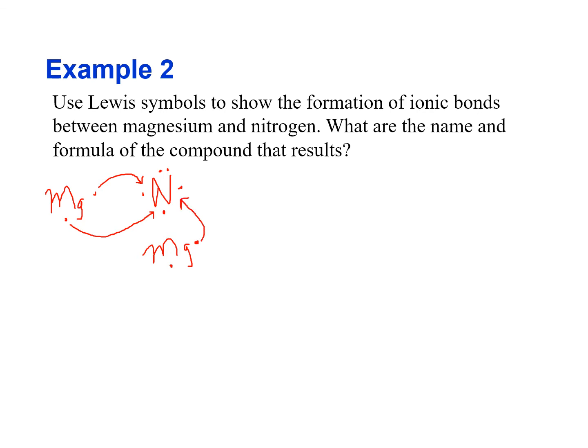And now nitrogen's happy because it's going to have 8 valence electrons. It's going to be like a noble gas. But of course, the problem is that the second magnesium has this extra electron, so it needs a place to donate its electron to. So I'm actually going to have to bring in another nitrogen here. I think at this point, most of you can see where this is headed.